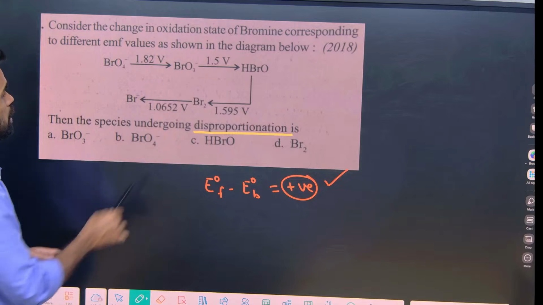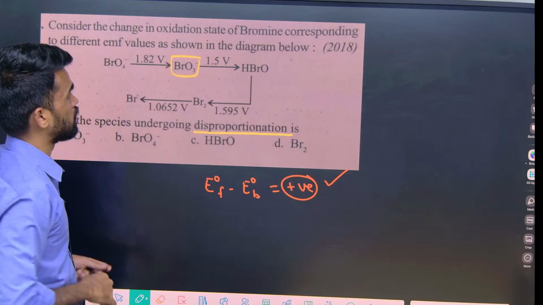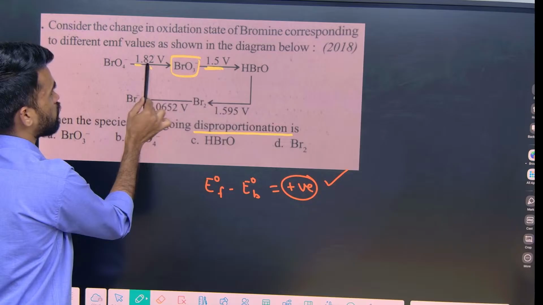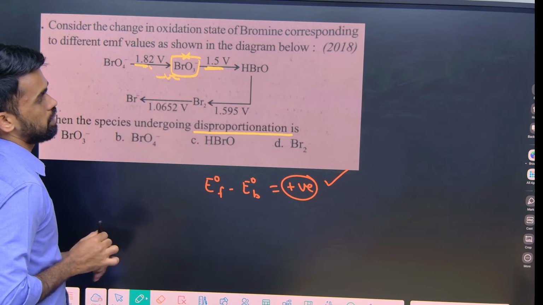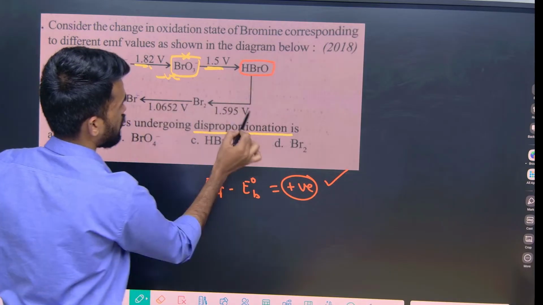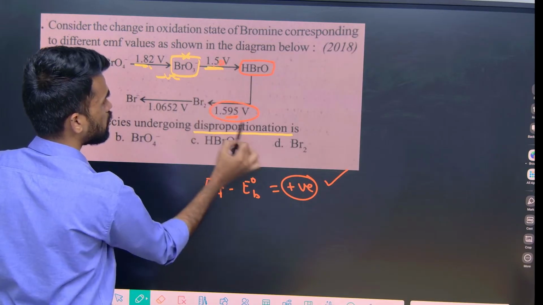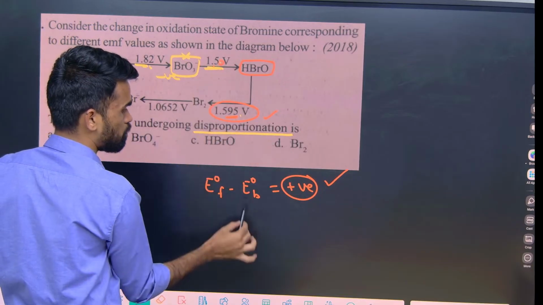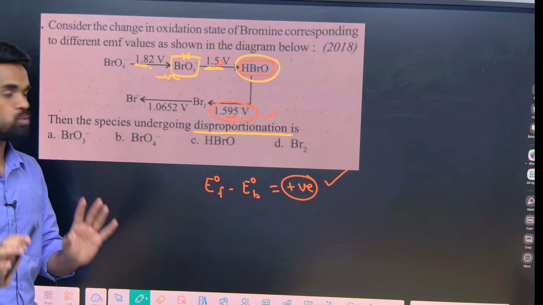then that species will undergo a disproportionation reaction. For example, let us consider the bromate ion, BrO3 minus. Front minus back: the front value is smaller than the back value, so it is negative. So it won't undergo disproportionation here. In the same way, if we consider HBrO, the front value is 1.595, and here it is 1.50. The front value is higher now, so front minus back gives a positive value here. So it means HBrO will undergo a disproportionation reaction.